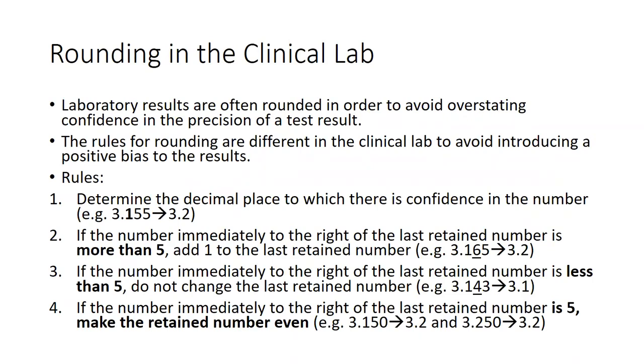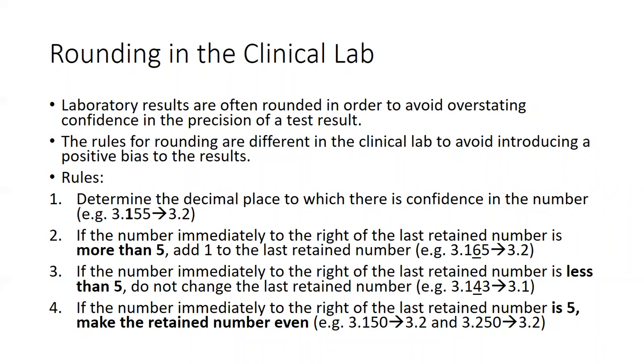So we're going to talk about rounding really quickly. Rounding in the clinical lab is different than what we do in your standard mathematical class, and that's because we have these specific rules in order to avoid introducing positive bias to the results. The reason why we round in the first place is to avoid overstating the confidence that we have in our test results. If you bring it out to 5 decimal places, then it makes it seem like we are super confident to 5 decimal places that this is the right answer, when in reality, we might only be confident to 1 decimal place. So we round in order to show our confidence in the precision of that test result.